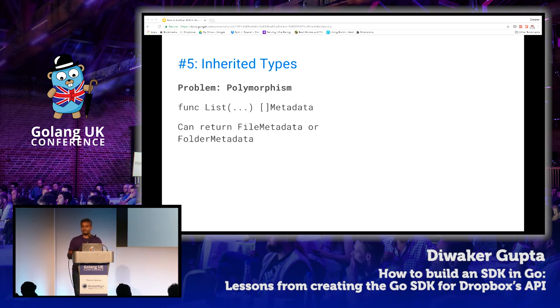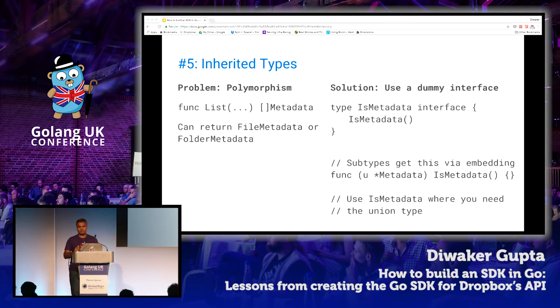Since there isn't a built-in notion of subclasses and inheritance, the idiomatic way to do this is to define a sort of dummy interface. We create an interface called IsMetadata, which is basically empty. Then we have a null implementation of that interface. Since we are using embedding, we can just provide that implementation for the base type, so you can see the Metadata type is the receiver there, and then it becomes automatically available to all the subtypes. Wherever you would use the base type or the union type, you can simply use IsMetadata instead of saying Metadata or FileMetadata.